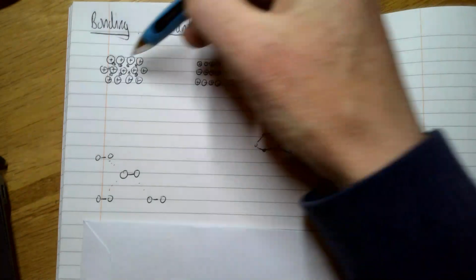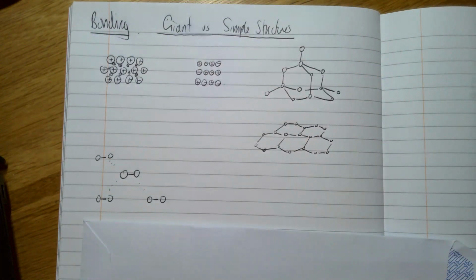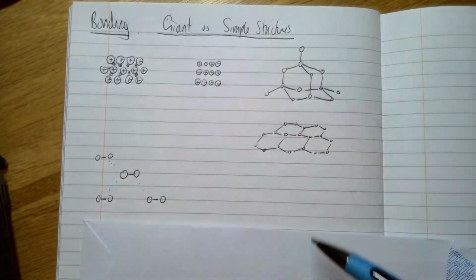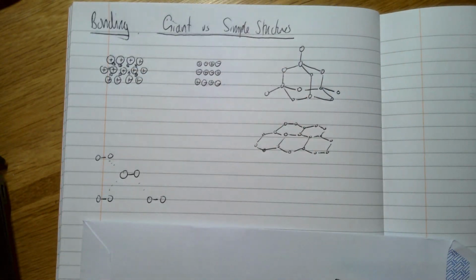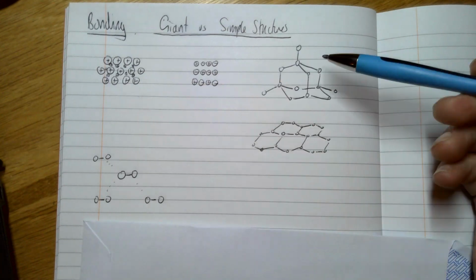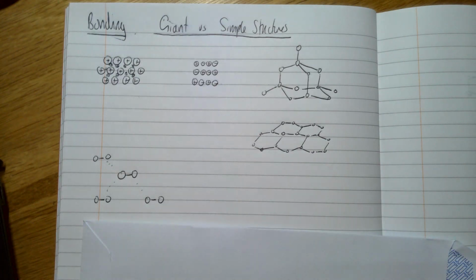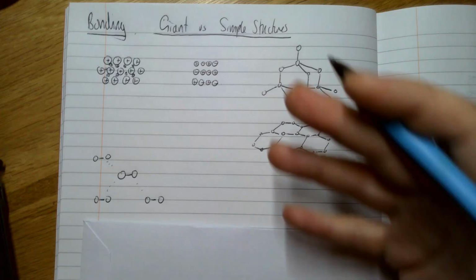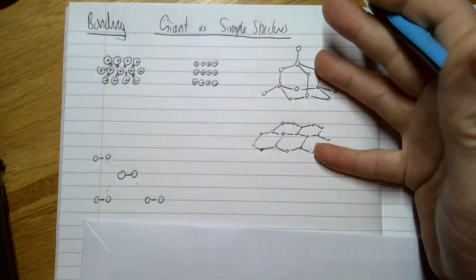Now, with all of the giant structures, the melting points are extremely high. We're talking in the very high hundreds or potentially thousands of degrees. The reason the melting points are high for all of these types of giant structure is that you've got lots and lots and lots of strong bonds, strong metallic bonds, strong ionic bonds, or strong covalent bonds, that require an enormous amount of energy to overcome. And to melt those structures, you have to overcome those bonds.